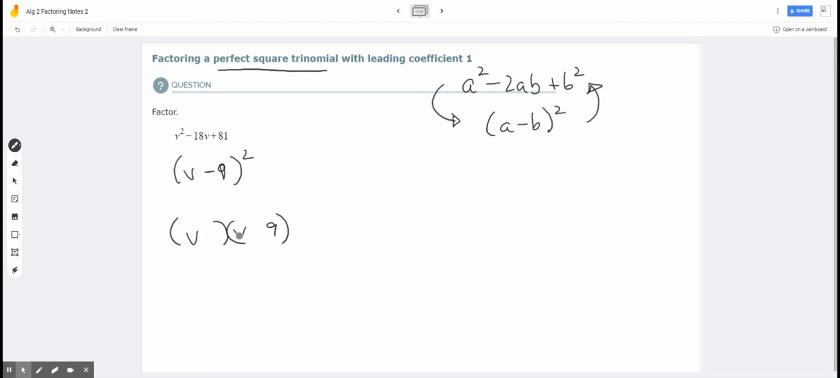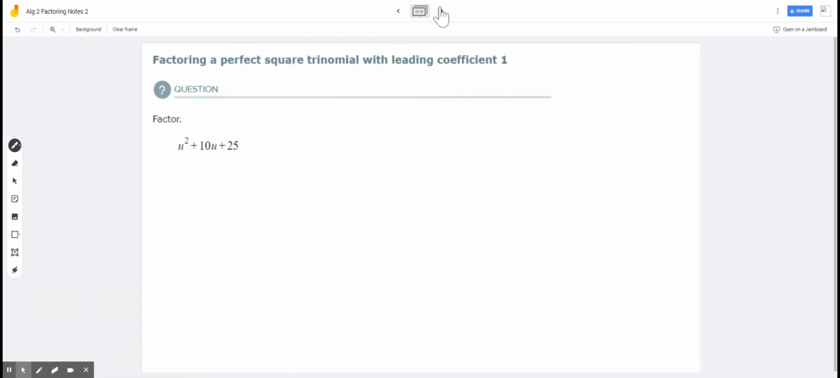After that, you'll probably have to do this. Okay. And then you're like, oh, that was a perfect square trinomial. Okay, again, perfect square trinomial. The square root of u squared is u. The square root of 25 is 5.